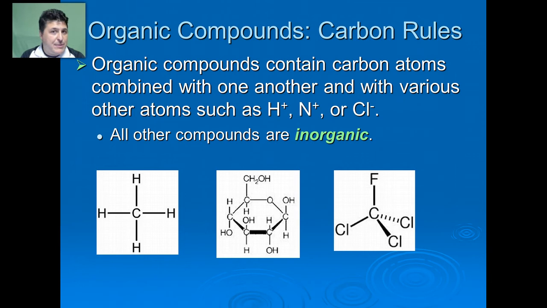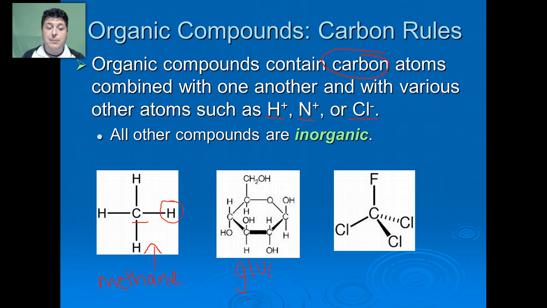Now, as we further examine these compounds, we can classify them as either being organic or inorganic. In order for a compound to be considered organic, it must contain carbon, bonded typically to other carbon atoms, and with various other atoms like hydrogen, nitrogen, or chlorine. All other compounds are going to be considered inorganic. Our simplest organic compound is going to be something like methane. Notice that it only contains carbon and hydrogen, which are our prerequisites.